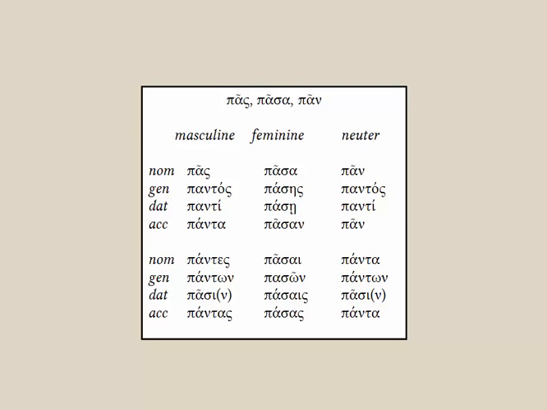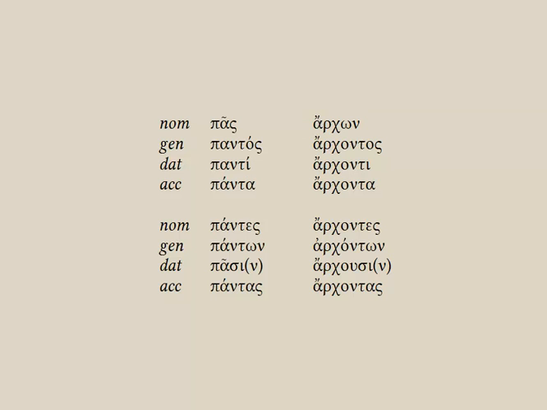Our first pattern is the adjective pas, pasa, pan. Here we have a 3-1-3 pattern because it has the third declension forms in the masculine and neuter and the first declension in the feminine. Note that the masculine forms use almost the same features we saw in pattern 4 for third declension nouns. The main difference is that sigma in the nominative singular.